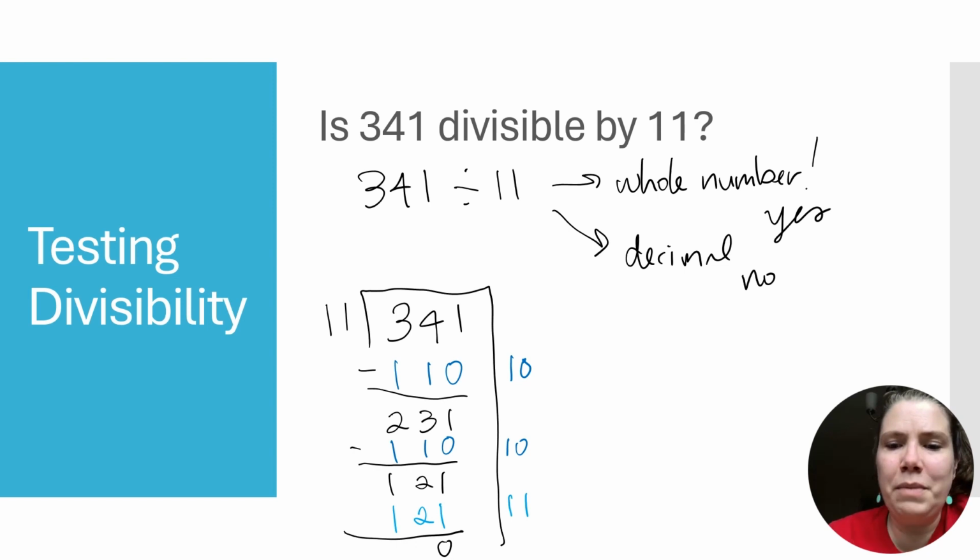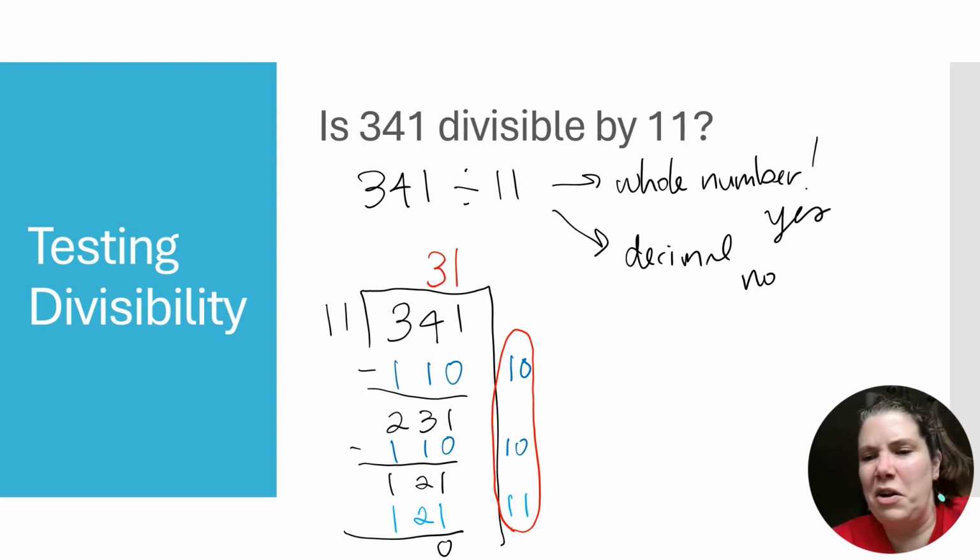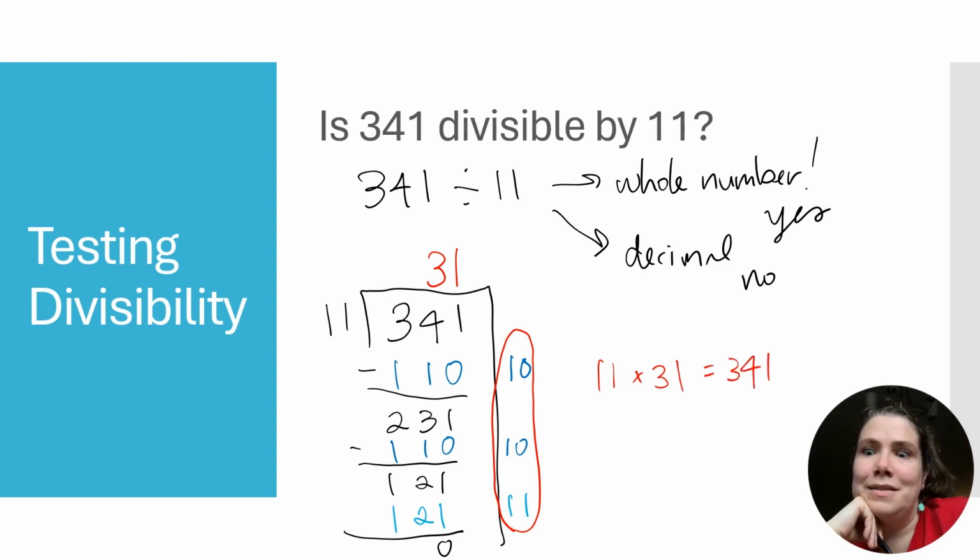And what I do to find my final answer is I'm going to take all of these numbers and add them up. So I go 10 plus 10 plus 11 is 31. We already knew that. 11 times 31 is 341. So that's the big 7 style of long division. If you like it, use it. If you don't, forget I ever told you.